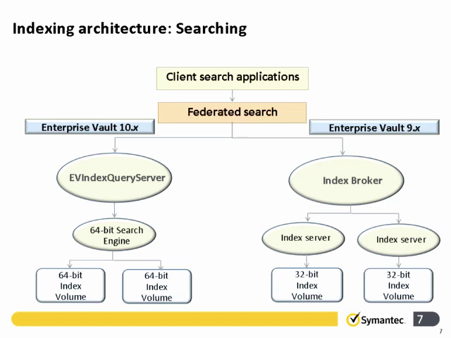In our Enterprise Vault 10 environment, we're going to be making a call to a process, the EV Index Query Server, and that EV Index Query Server will be passing on its request to the 64-bit search engine. There will be a single 64-bit search engine process for however many different 64-bit index volumes you're actually going to be searching.